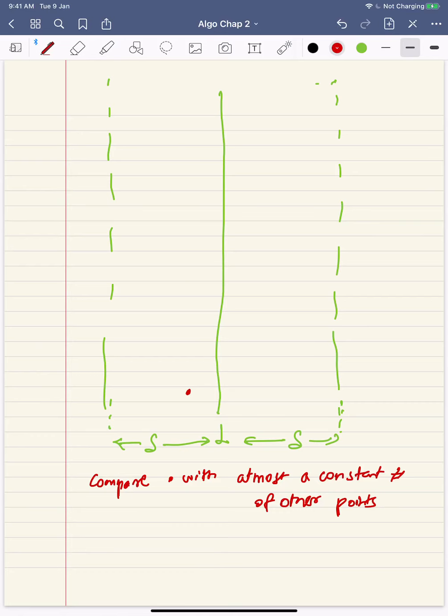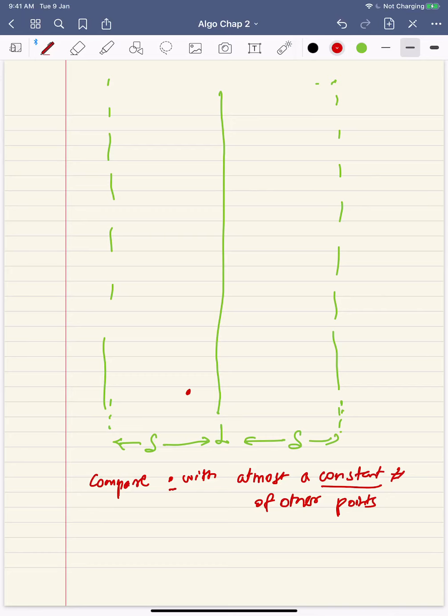Okay, and even if this constant is large, I don't care right now. I just want to prove that I have to compare it with at most a constant number of points. How will I do that? That's where I use some geometry trick. You can do something better than what I'm doing, but I'll just prove that I have to compare it with at most a constant number of points.